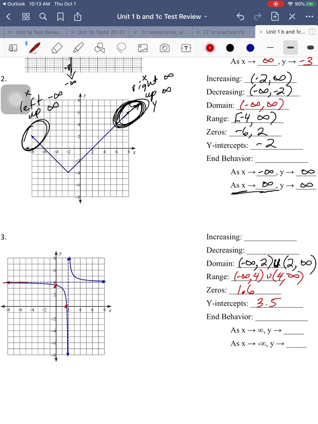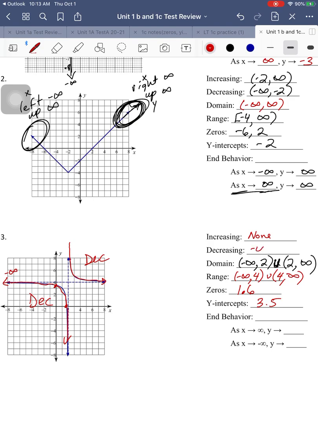Increasing, decreasing. So I'm going to look at each portion of the graph from left to right. The first portion of the graph is going down, so that's decreasing. And the second portion from left to right looks like it's also decreasing. So from left to right, they're both decreasing, so there's none for increasing.